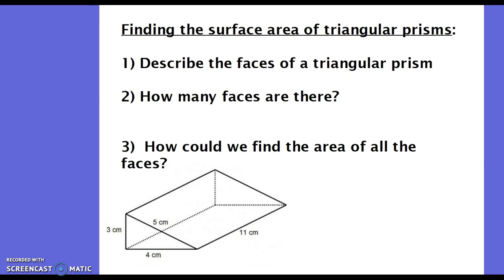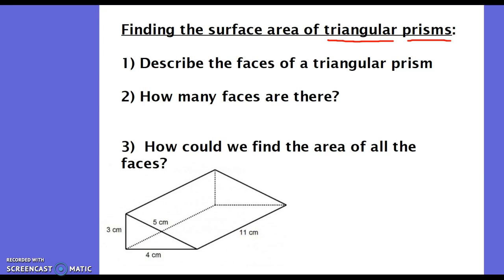The next shape that I'd like for you to be able to find the surface area of is something called a triangular prism. Remember, all prisms have rectangles going around the sides, and they also have 2 equal bases. A triangular prism just means that the bases are triangles, whereas a rectangular prism means the bases are rectangles. So if I asked you to describe the faces of a triangular prism, faces means the sides, you would say that you have 3 sides that are rectangles, and then 2 sides, or the bases, that are triangles. So how many faces are there altogether?